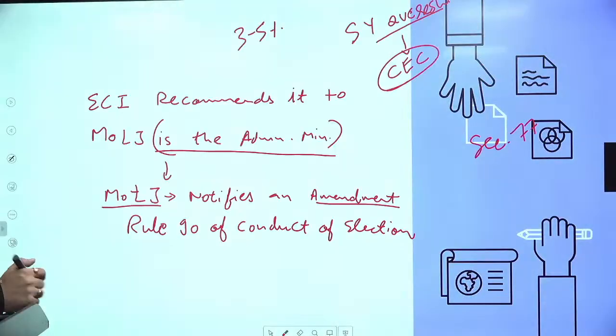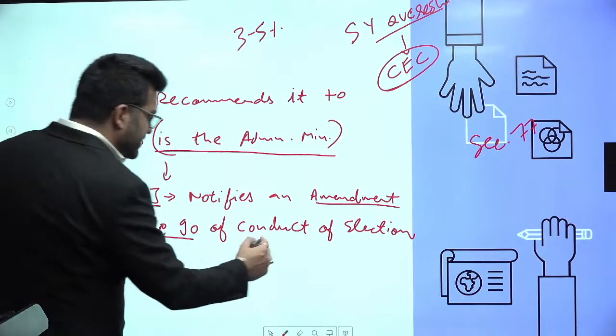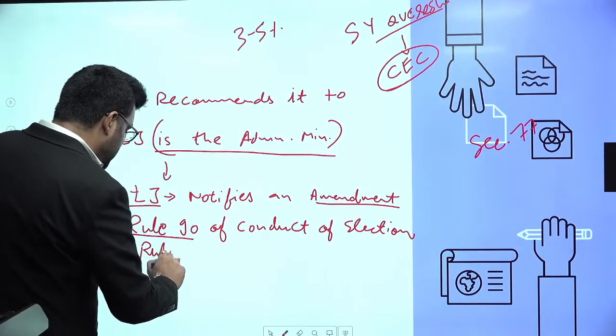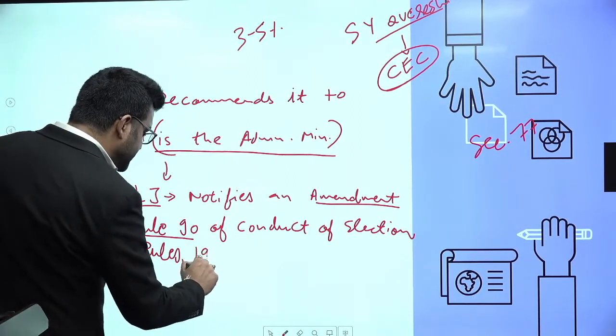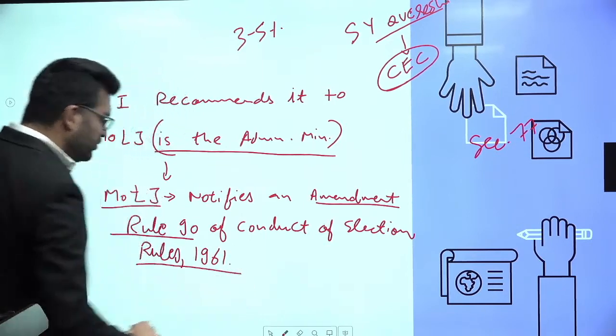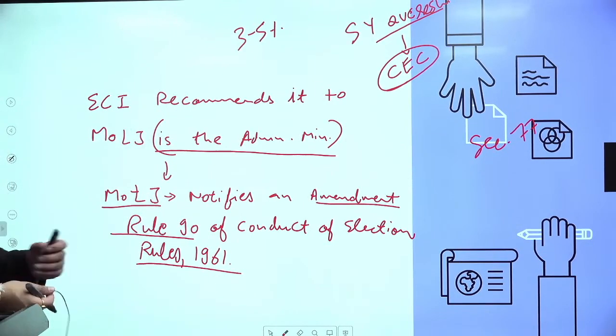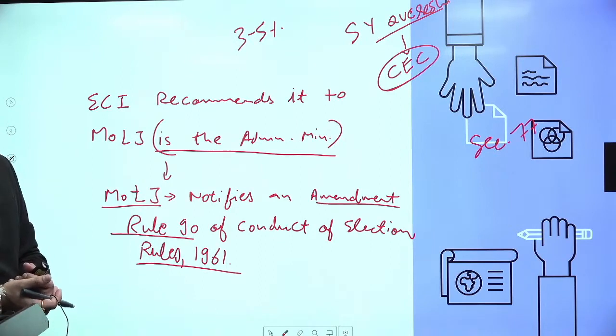How is it done? Statutorily, Rule 90 of the Conduct of Election Rules, 1961.